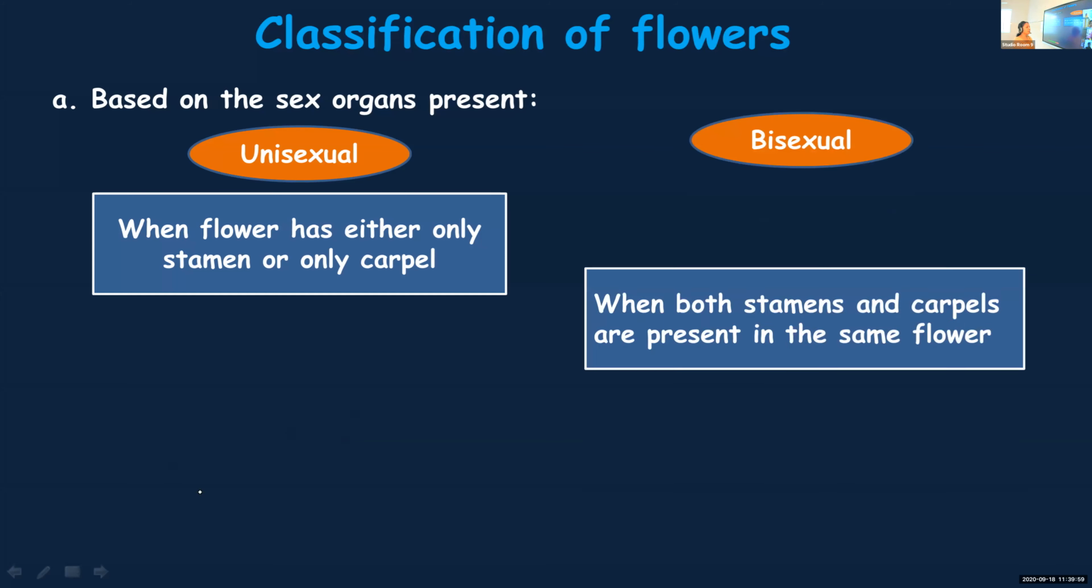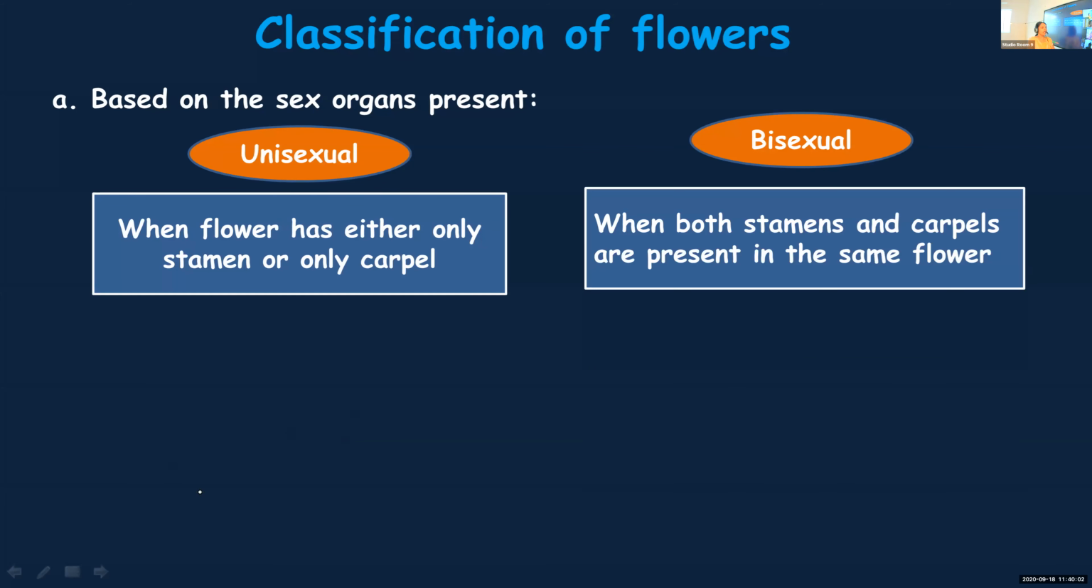And bisexual means both will be present, both stamens and pistil or carpel will be present in the same flower. Then you can call it as bisexual. So once again, based on the sex organs present, you can classify flowers into unisexual and bisexual. Unisexual flowers means they will have either the male reproductive organ or the female reproductive organ, or else either stamen or carpel will be present. But when both these are found together in a flower, then you call it as bisexual flowers.